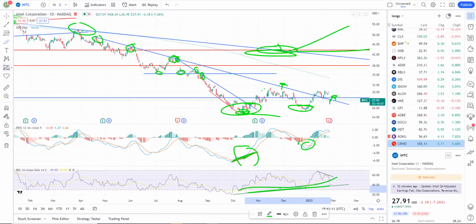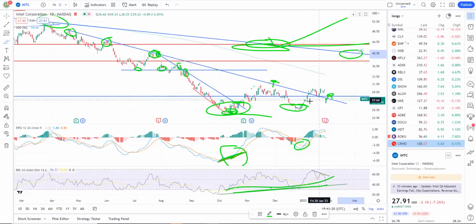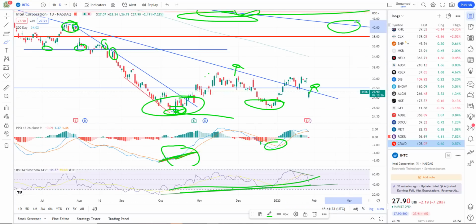So that would be the final stop, would be a tag of that, and yeah, there is the possibility there. So we'll keep an eye on this one.